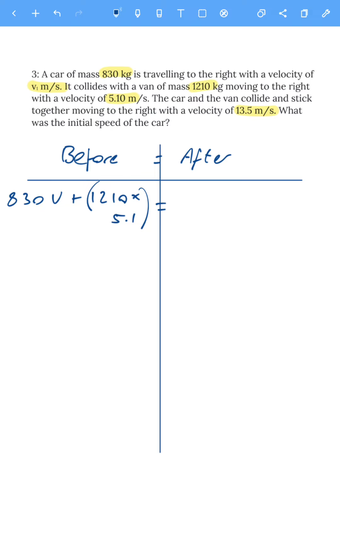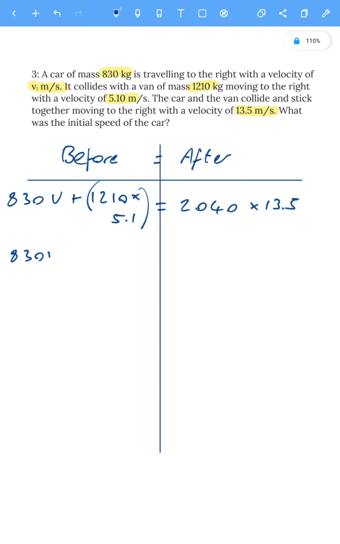So we need the total mass because they're going to stick together. So we've got the 1210 plus the 830, which gives a combined total mass of 2,040 kilograms, and they're moving with velocity 13.5 meters per second. So all we need to do now is do a bit of maths and make v the subject. So let's have a look at that.